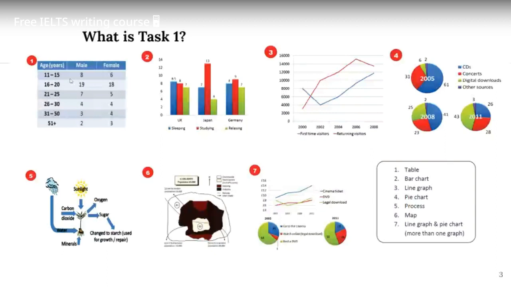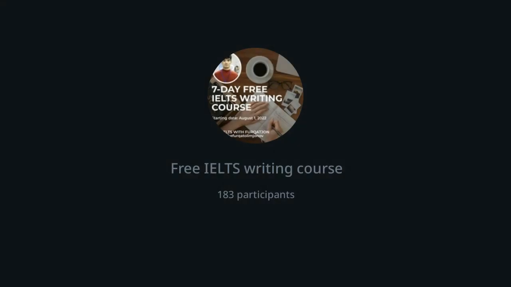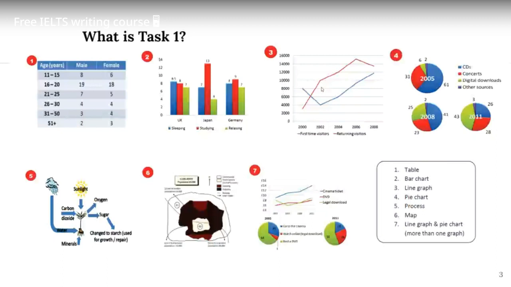Yes, table. That's right. Number 2, what about this one? Number 2, bar chart. Yeah. And what about number 3? Yeah, we have line graph. Number 4 is pie chart. 5 is a process. 6 is a map.